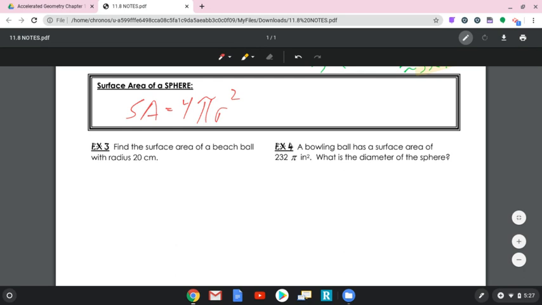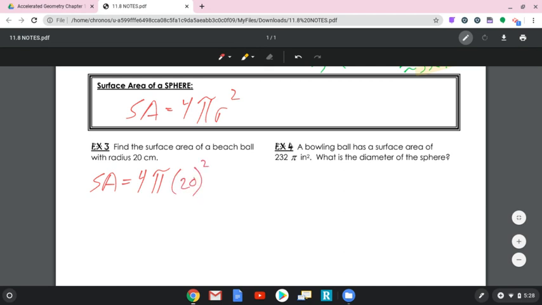Let's start with 3. Find the surface area of a beach ball with radius 20 centimeters. Now again, we're back to surface area, so when we talk about units with surface area, we're doing centimeters squared in our answer. Volume cubed, area squared. So if I look at the surface area of a beach ball, I know our formula is 4 pi r squared. Well, my radius is 20 centimeters, so I'm going to square that.